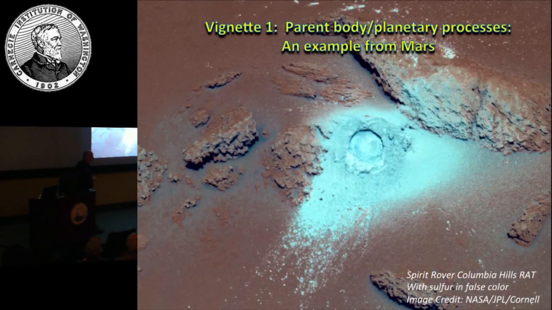How rare is 33 relative to 32? 33 is about 0.75%. 32 is about 94%. Pretty rare, but it's abundant enough to be able to be measured. So this is a picture of a rat hole from Columbia Hills, and it's a false color image, to show the presence of sulfur on Mars.